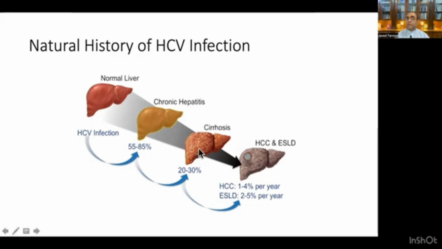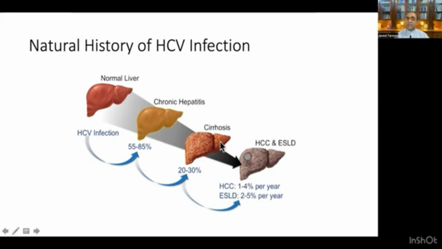And once they develop liver cirrhosis, 2 to 5% of these patients develop decompensated liver cirrhosis or end-stage liver cirrhosis at the rate of 2 to 5% per year, and at the rate of 1 to 4% per year, they develop HCC.